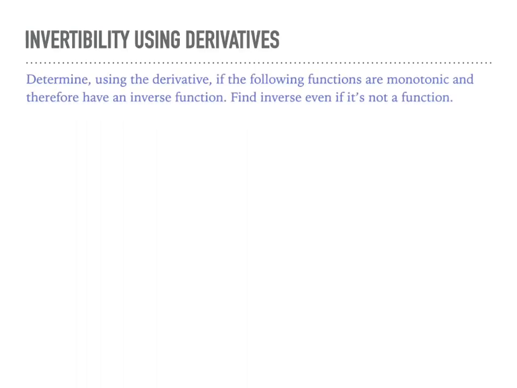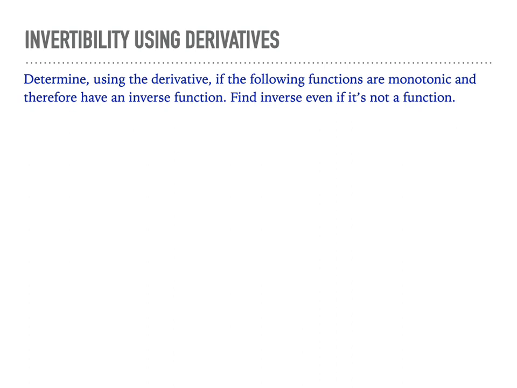Let's say we have to determine, using the derivative, if the following functions are monotonic and therefore have an inverse function. And even if it's not a function, let's still find the inverse. Now remember, monotonic functions are non-changing functions, which basically means it's either strictly increasing or strictly decreasing or constant functions. This was all explained in the Intro to Invertibility video if you'd like to recap on that.